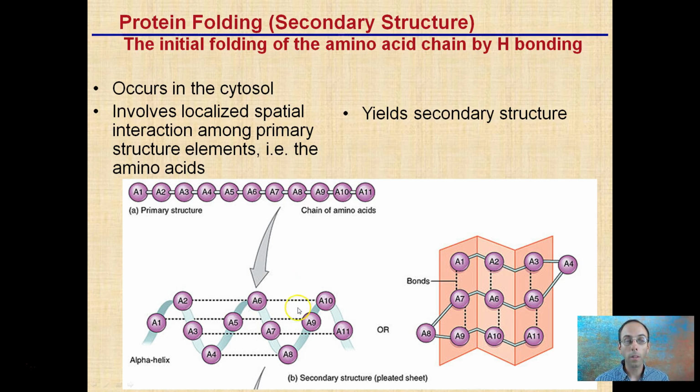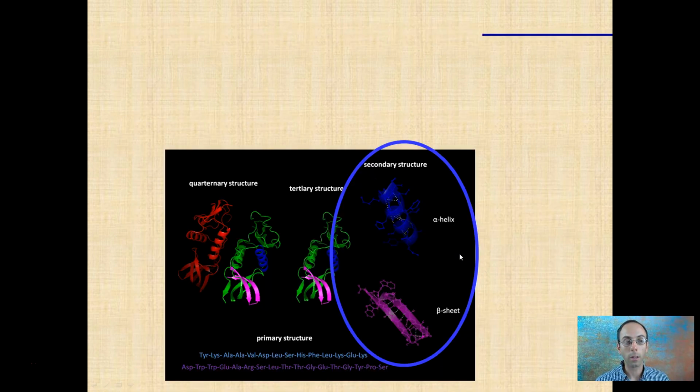This is folding, and this shape is taken on because of hydrogen bonds. And again, this occurs in the cytosol of the cell and involves localized interactions, which is the primary structure here developing an alpha helix. This would be a beta sheet. These are both part of the secondary structure that's occurring.